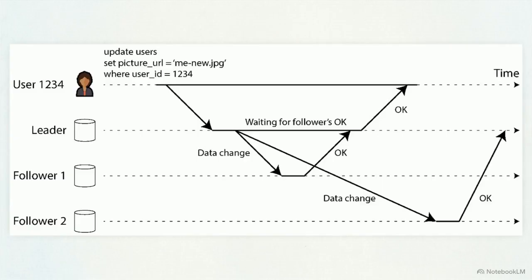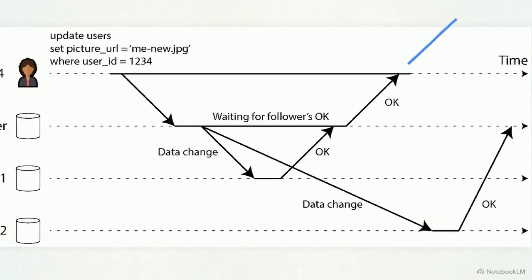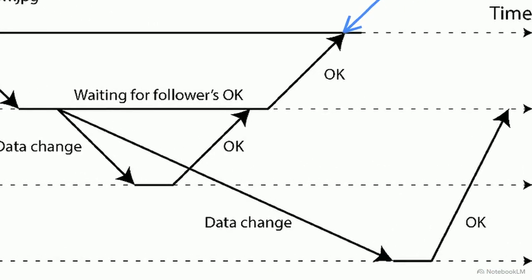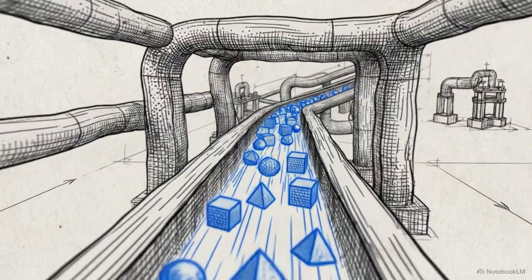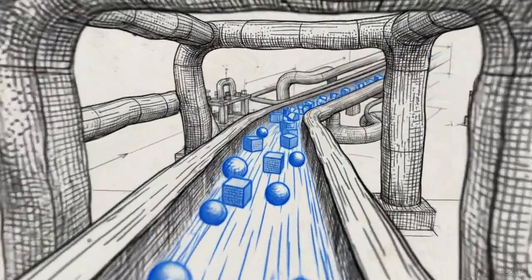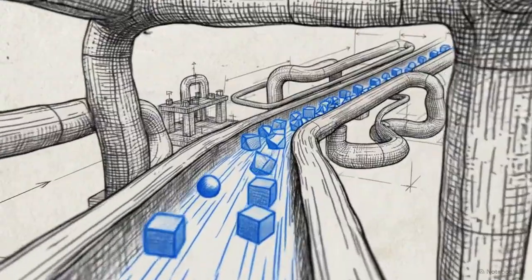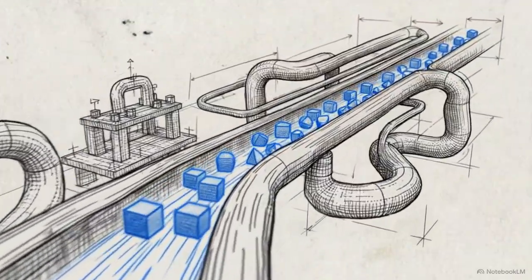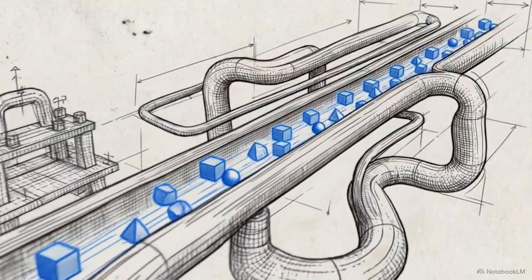Asynchronous replication prioritizes speed. Look at follower 2. The leader fires off the data change and immediately confirms success to the user, without waiting for the follower to respond. This maximizes system performance. The leader continues executing writes at peak throughput, unaffected by downstream network latency or lagging followers.